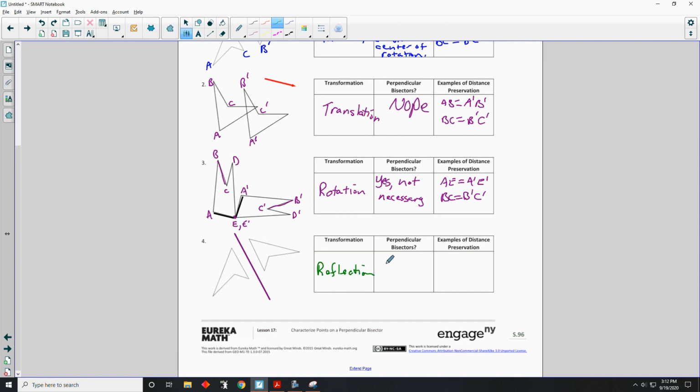Perpendicular bisector, yes, to construct the line of reflection.